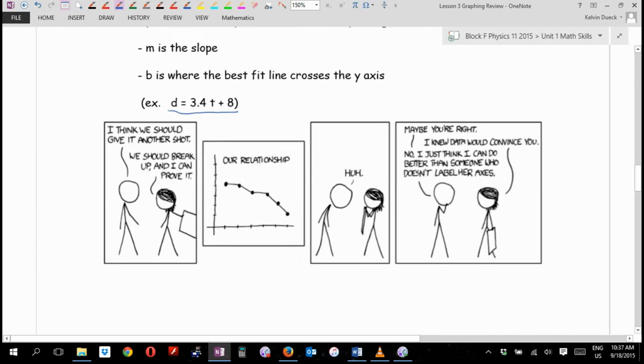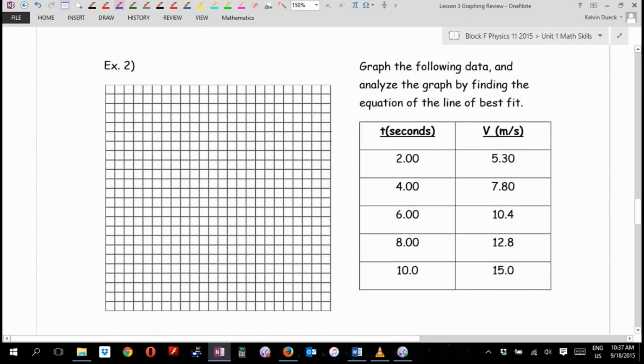Okay. Let's try one example. We're going to do this one together because there's a lot of little in-between-the-cracks things you might have forgotten about. So it says graph and analyze the following data, and then analyze the graph by finding the equation of the line of best fit. Okay.